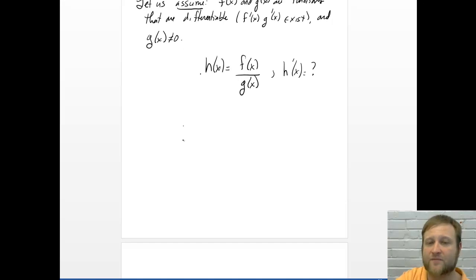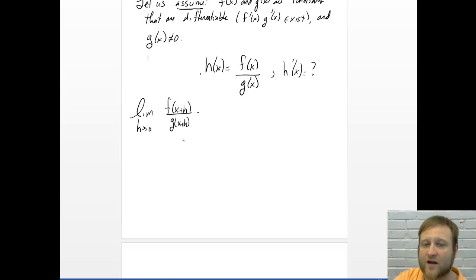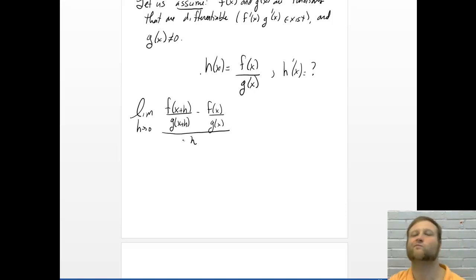So applying our limit definition, we will have the limit as h approaches 0, f of x plus h divided by g of x plus h. So everywhere we see an x, we're going to plug in an x plus h, and we're going to have to do it both for our numerator and our denominator. We have to subtract our original function, which will be f of x divided by g of x, and this will all be divided by a value of h.